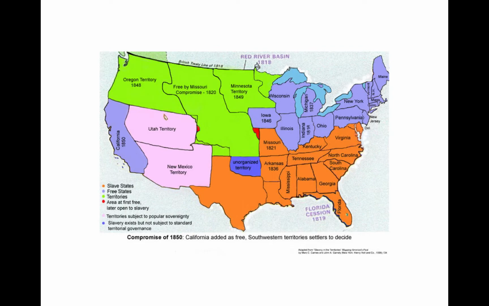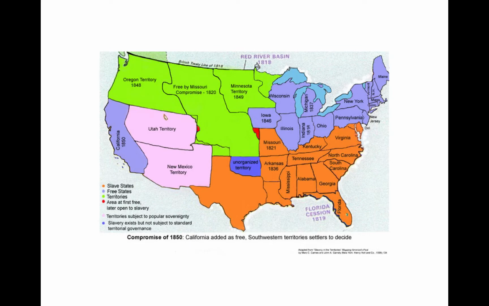Let's start with California. The opponents of slavery wanted California to come in as a free state. The supporters of slavery didn't. Who got what they wanted? It was the opponents of slavery. California came in as a free state.